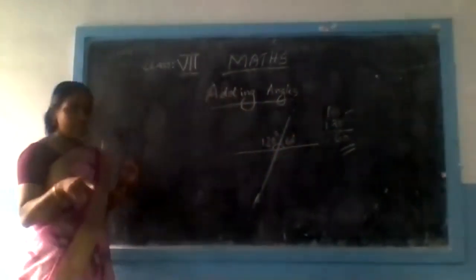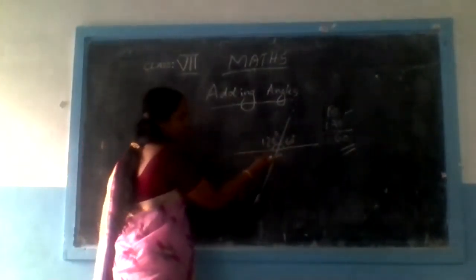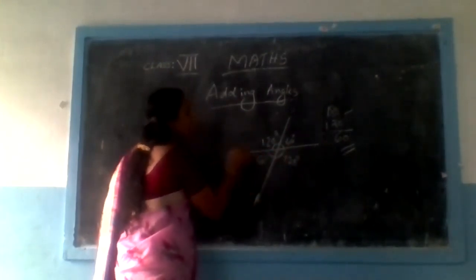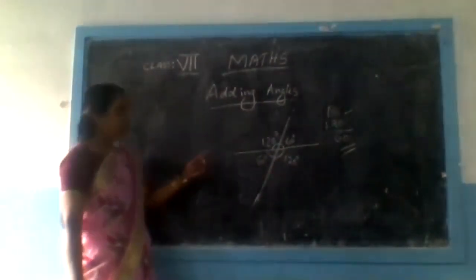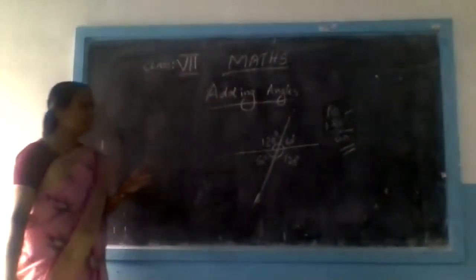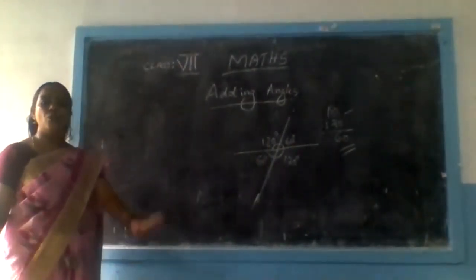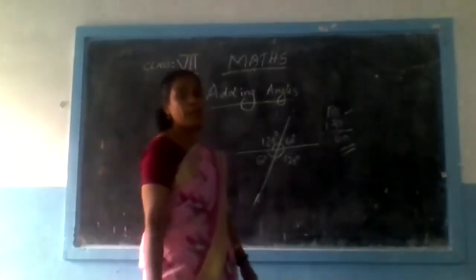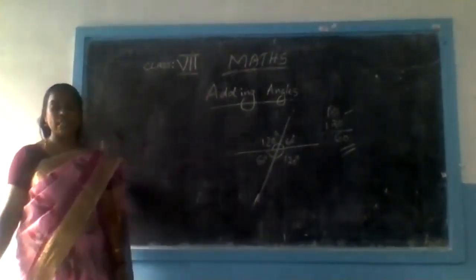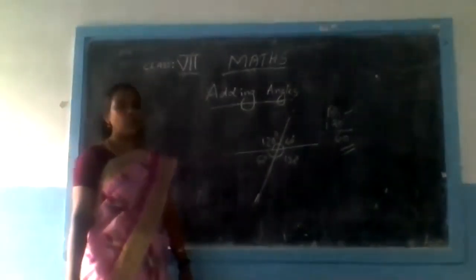Okay, second one. Nearby angles are already 180 degrees. What is the second one we studied? Four angles formed, and opposite angles are equal. When two lines are crossing each other, how many angles are formed? Four angles are formed. Nearby angles are 180 degrees and opposite angles are equal.